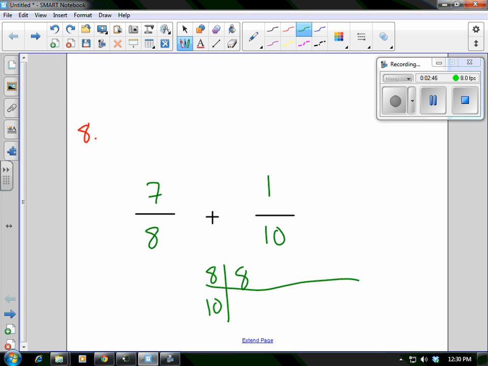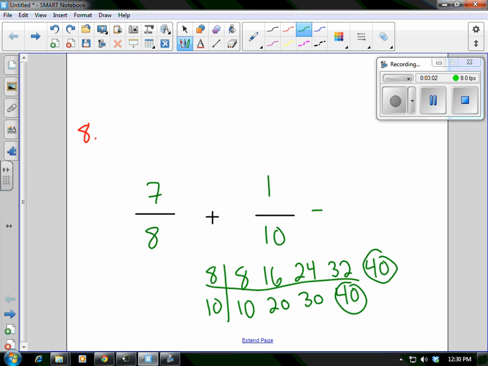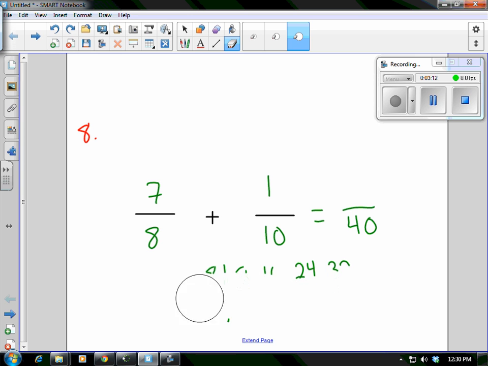or just 4 or 5, and then we see what common multiples they have. So 8, 16, 24, 32, 40. Then we do the same thing with 10, which is easy. 10, 20, 30, 40. If we see a common multiple, we can stop there. And we know the very smallest one is our least common. So 40 is the smallest number that both 8 and 10 have in common. So we're going to make our least common denominator 40.